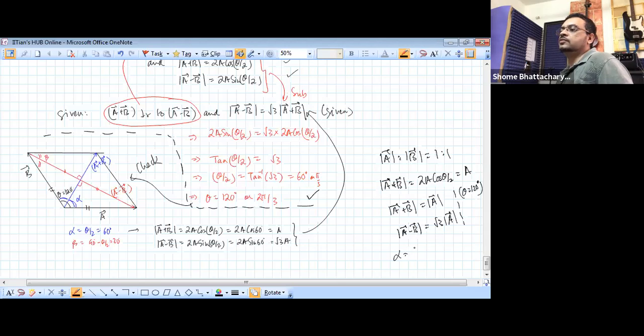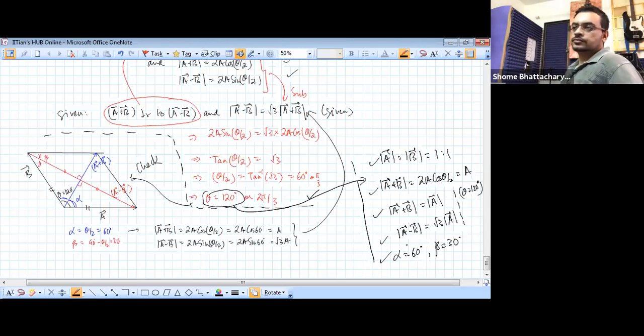You can also see that alpha will become 60 degrees, beta will become 30 degrees. So once you come to this solution, the question is over, because all the different parts are coming from this. Okay, so I understood the advantage of using this method.